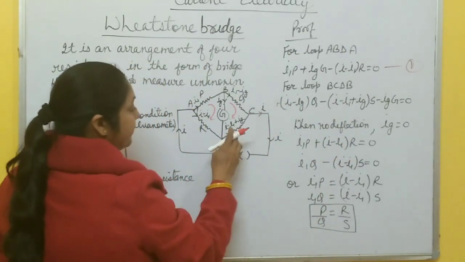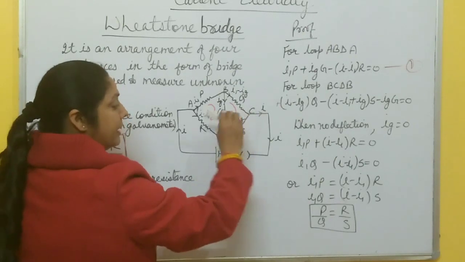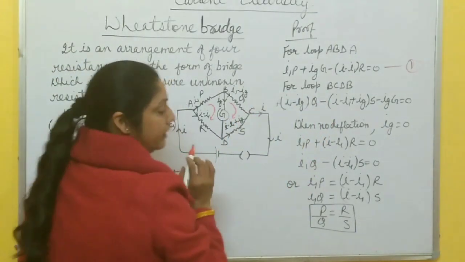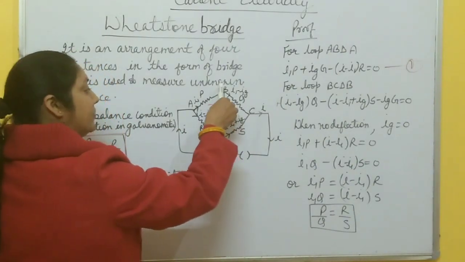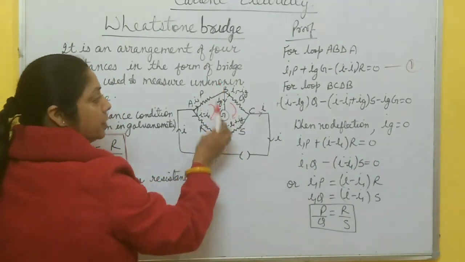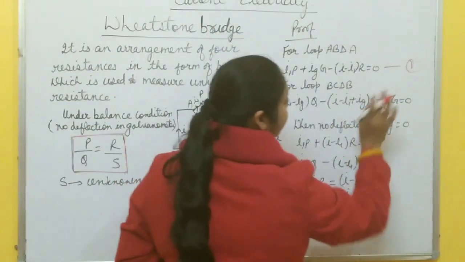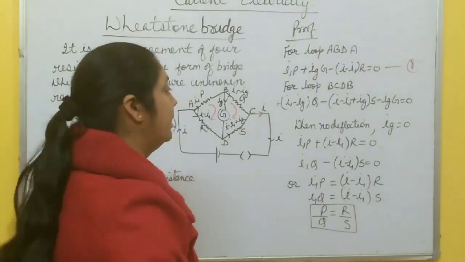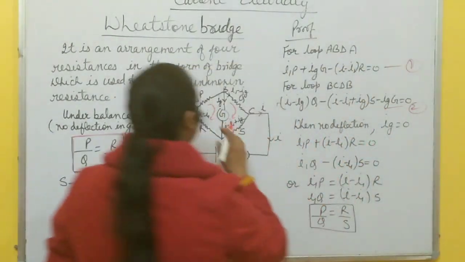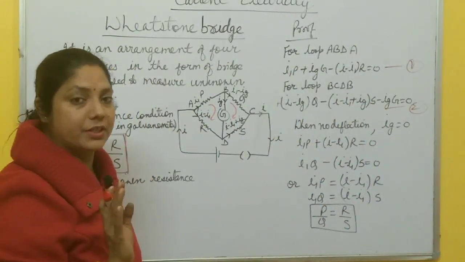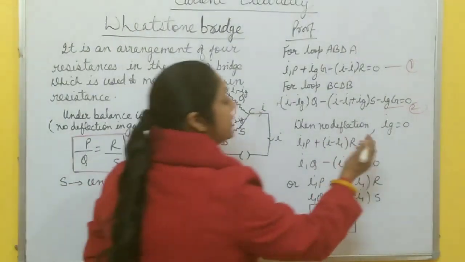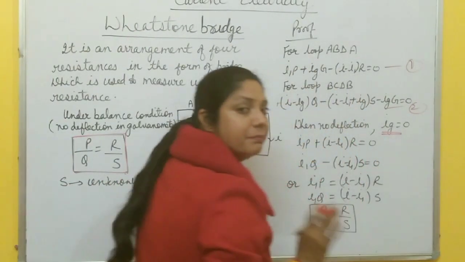Now through S, the assumed direction is this one, but the current is flowing in this one, opposite. So I have taken negative here. Now along G, the current is in this direction, and the assumed direction is anti-clockwise, upward. So both are opposite. Again I have taken a negative sign here. Now in these two equations, suppose the galvanometer shows no deflection, when no current is flowing through the galvanometer, it means Ig is 0 and this is the balance condition.